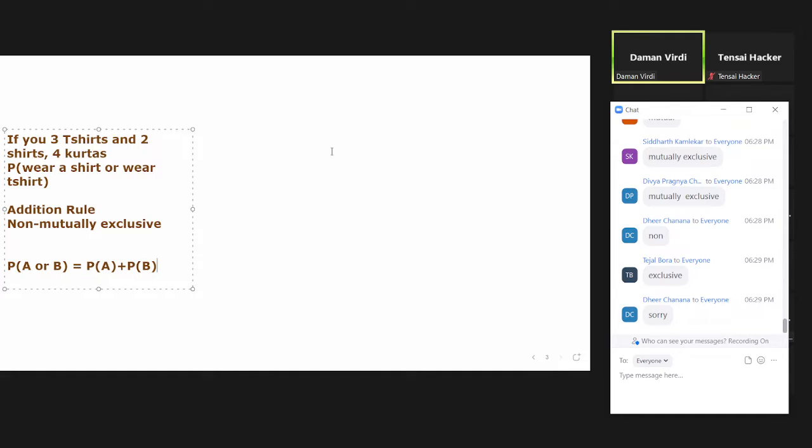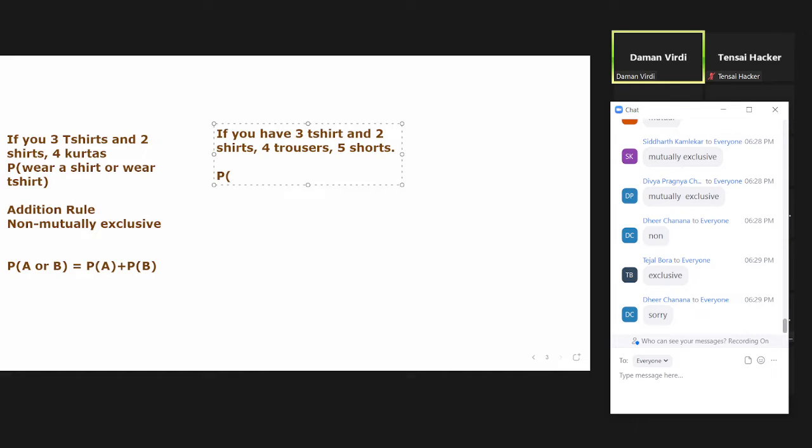Now tell me, if you have 3 t-shirts, two shirts, four trousers, five shorts, what is the probability?